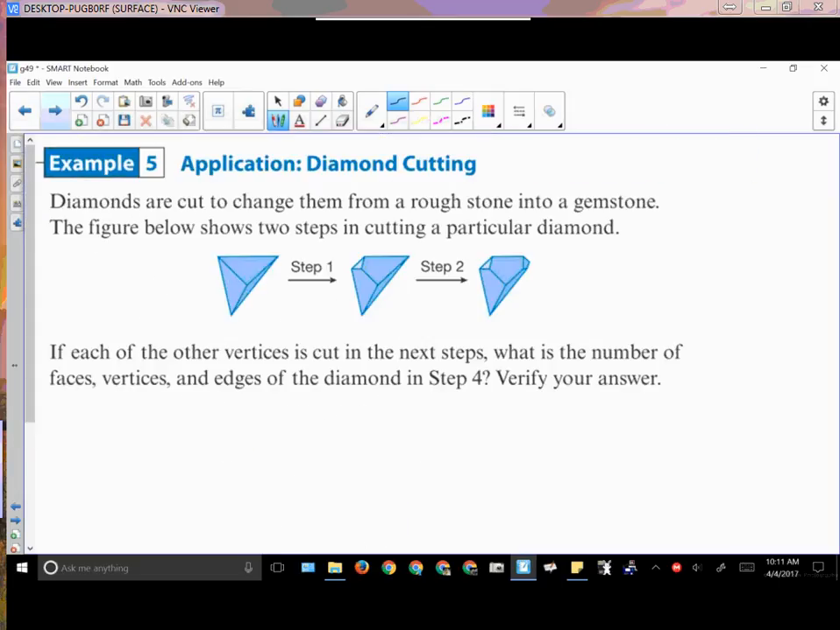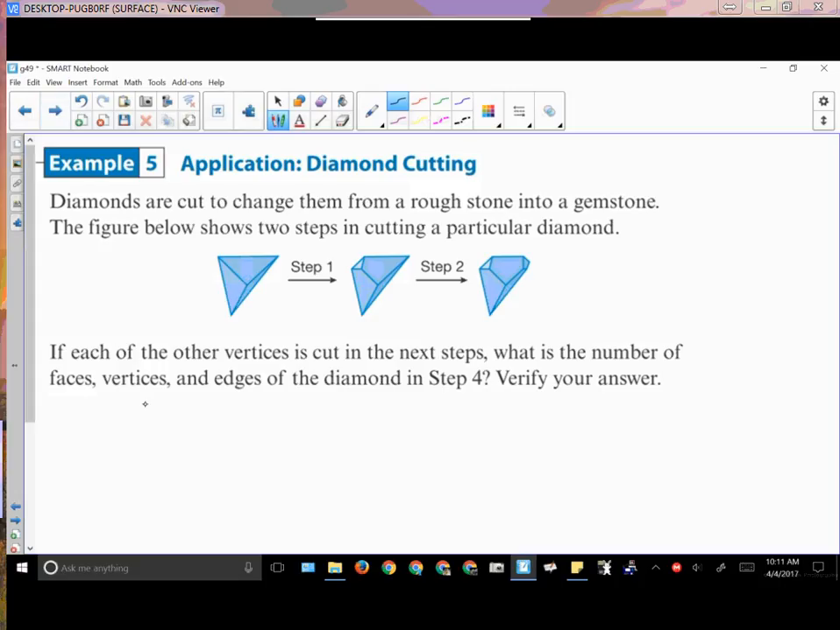So, let's take a look at this. Diamonds are cut to arrange them or to change them from a rough stone into a gemstone. The figure below shows 2 steps in cutting a particular diamond. If each of the other vertices is cut in the next step, what is the number of faces, vertices, and edges of the diamond in step 4?